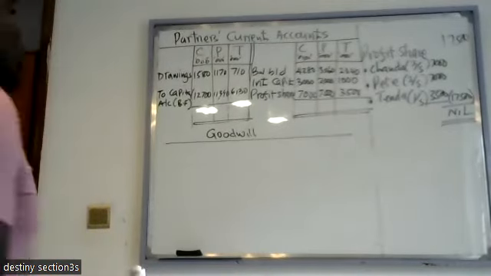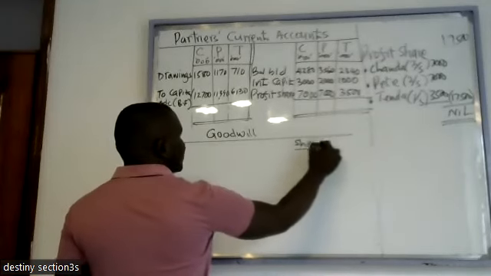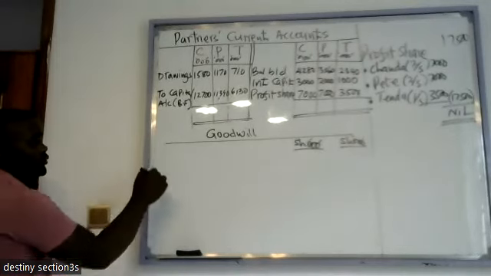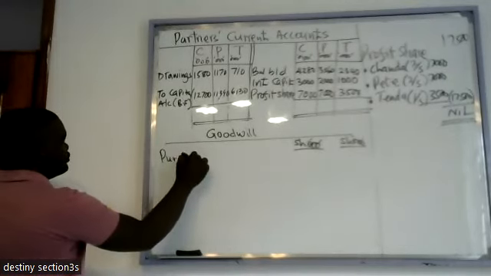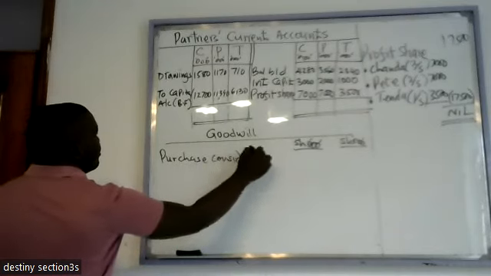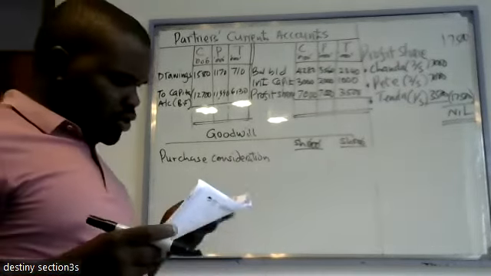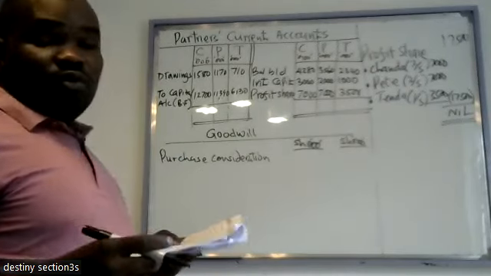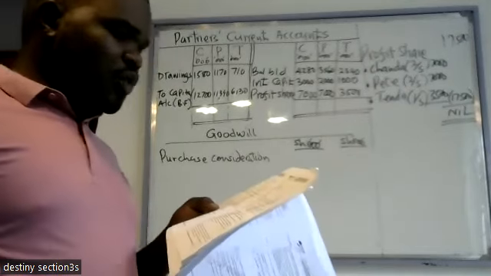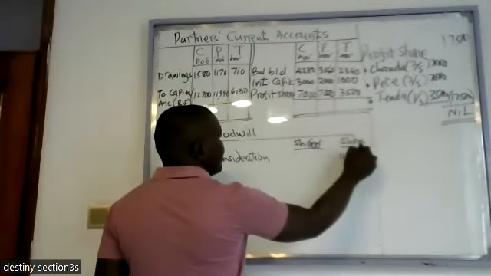That is good. So you take the purchase consideration. We were given check note number 5. The purchase consideration amounted to 110 million. So purchase consideration is 110.